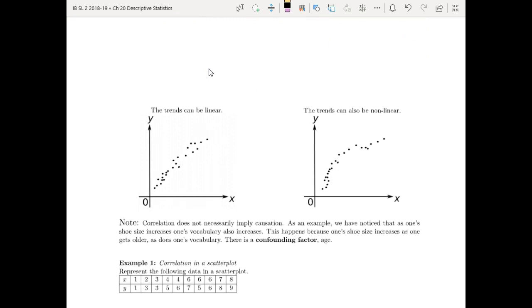All right. What we're mainly going to be dealing with are linear trends. So you have a trend here that you could fit with a line. That would be a linear trend.